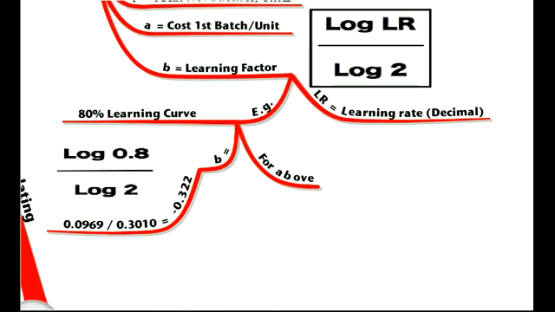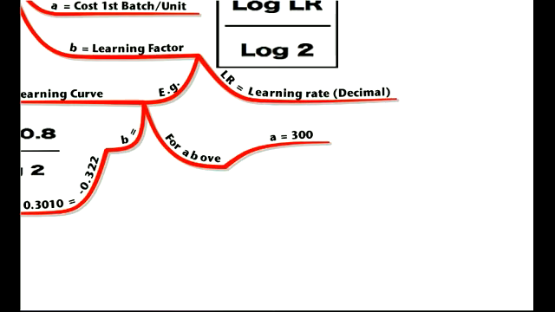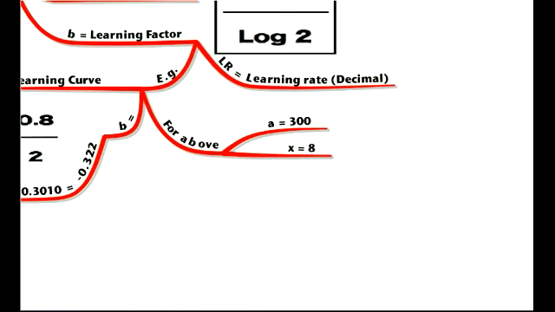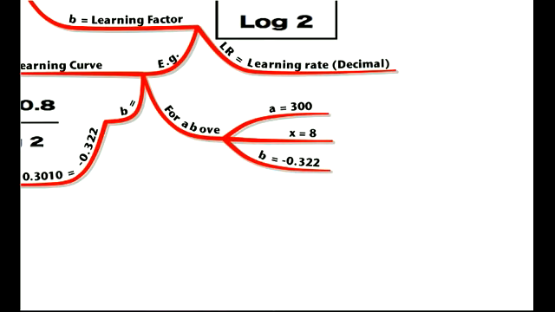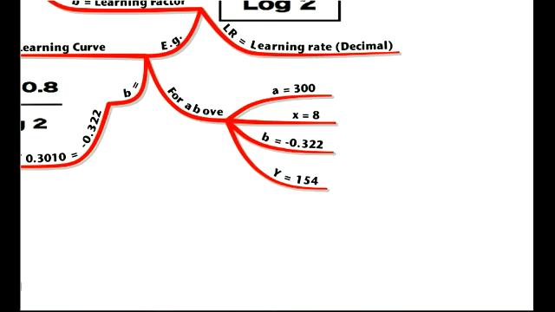So thinking back to our table that we did above, A was 300, that was the time taken for the first unit. X is 8, that was the total number of units that we produced. B is minus 0.322, which we just worked out. So Y equals A times X to the power of B, and that will get you 154. So make sure that you can type that into your calculator and get the correct answer. 154 is the cumulative average time taken to produce 1 unit that we found in our table above.